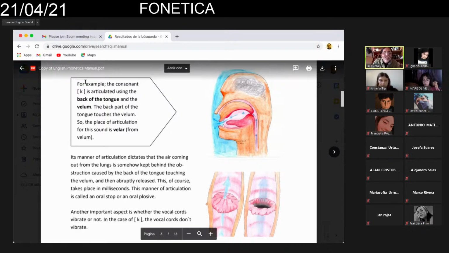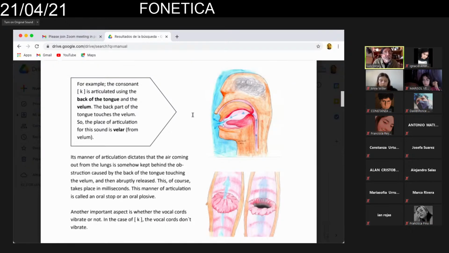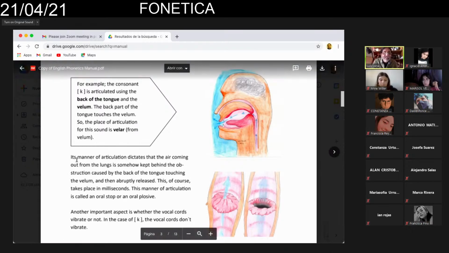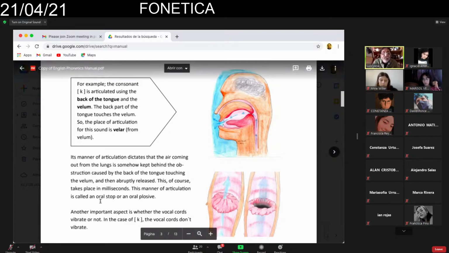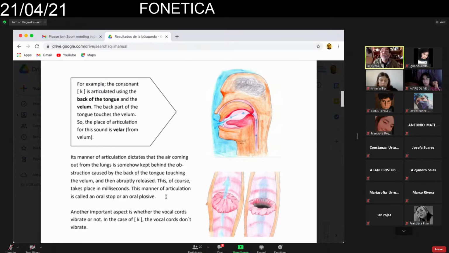For example, the consonant k is articulated using the back of the tongue and the velum. The back part of the tongue touches the velum. So the place of articulation for this sound is velar, from velum. Do you understand? Its manner of articulation dictates that the air coming out from the lungs is kept behind the obstruction caused by the back of the tongue touching the velum and then abruptly released. This, of course, takes place in milliseconds. This manner of articulation is called an oral stop or an oral plosive.